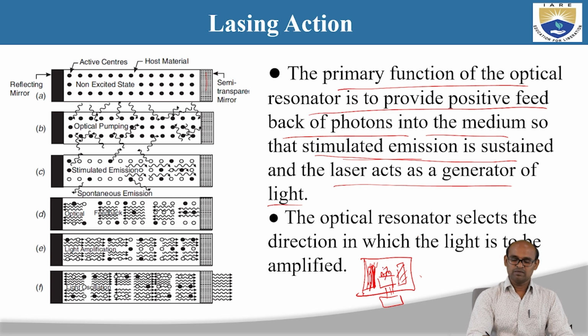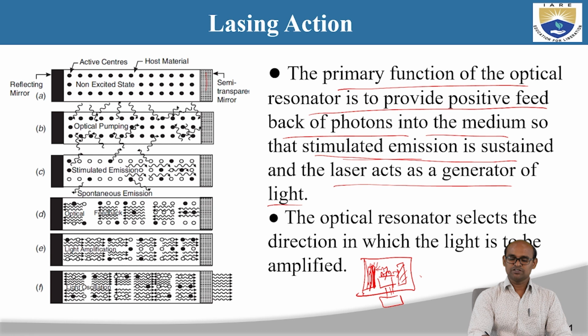Whenever a photon is emitted in the active medium, these photons are going to get back. Once a photon goes to the 100% reflecting mirror, this mirror is going to reflect it, and these photons will come back into the active medium. It will help the system to get more stimulated emission, and hence there will be more photons.